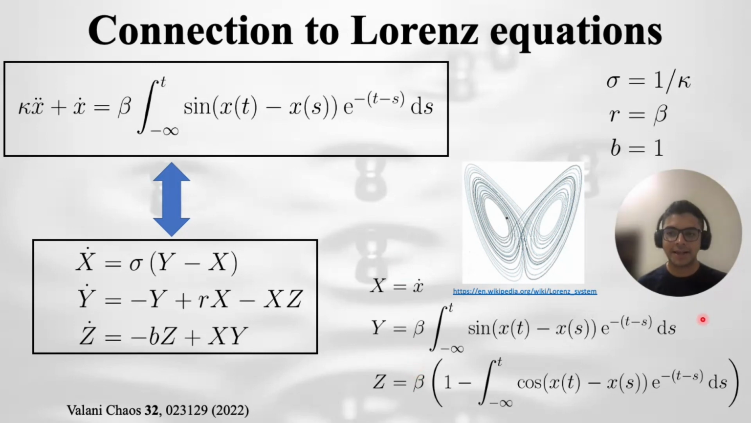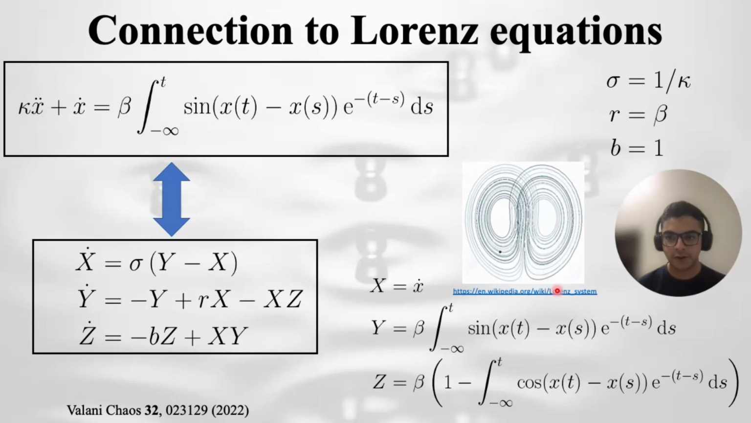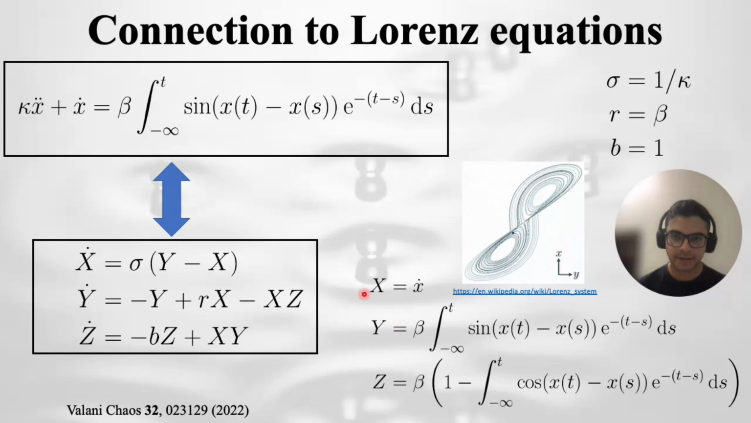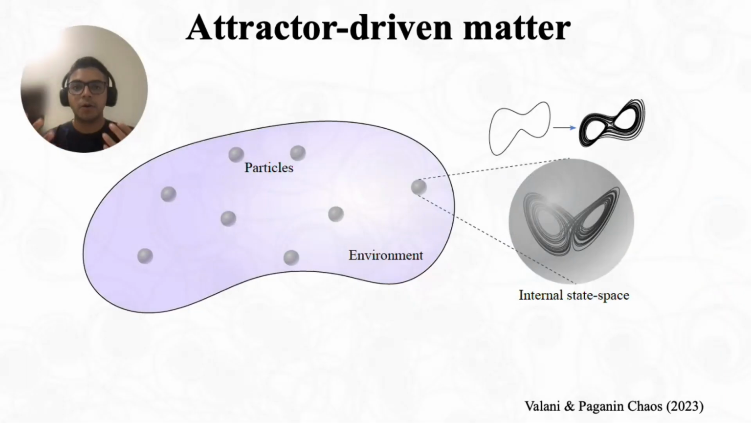In a sense, you can forget about the complex integral differential equation for the motion of the droplet and think of the droplet as being a particle whose velocity is driven by the capital X variable of the Lorenz system. Now we generalize this idea in the framework of attractor-driven matter. In this framework, we say that a particle has an internal state space which is governed by a low-dimensional chaotic dynamical system, for example, the Lorenz system. And this internal attractor drives the particle motion.